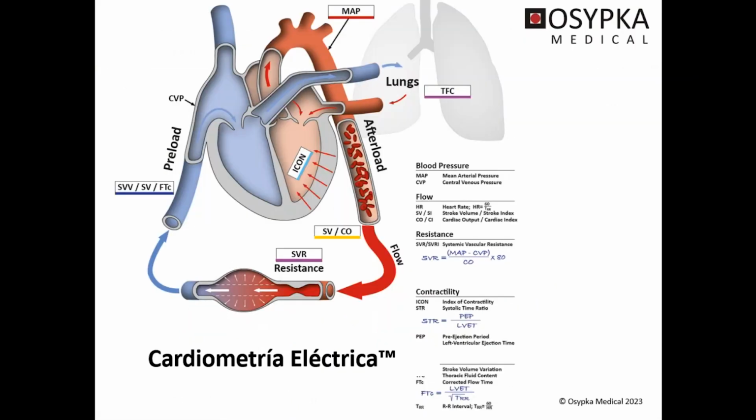Here an overview about what the system is capable of. We have thoracic fluid content, which basically determines any excessive fluids in the thorax, for example, the lungs. We measure the flow. With knowing the mean arterial pressure and the central venous pressure, we can determine the systemic vascular resistance. We can estimate the preload by knowing either stroke volume variation or a change in stroke volume or the corrected flow time. And we obtain an index of contractility.